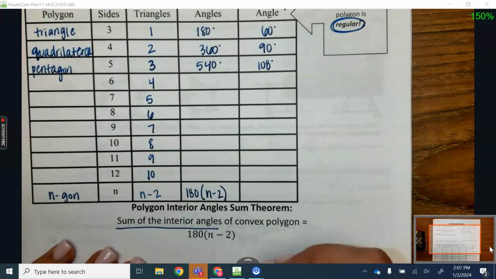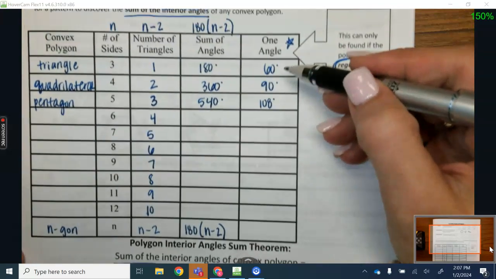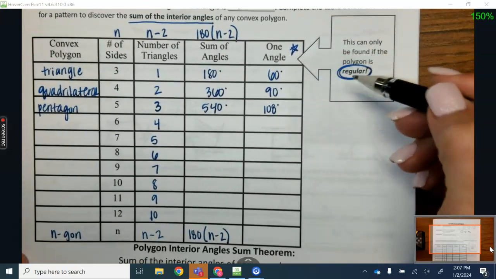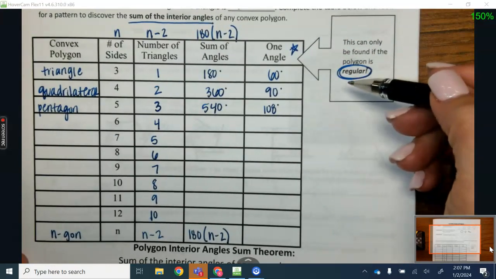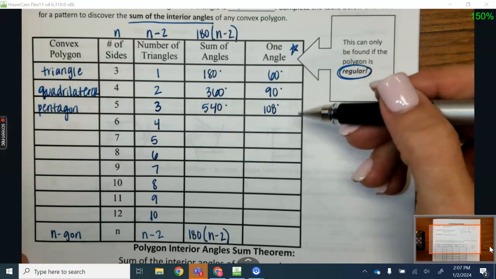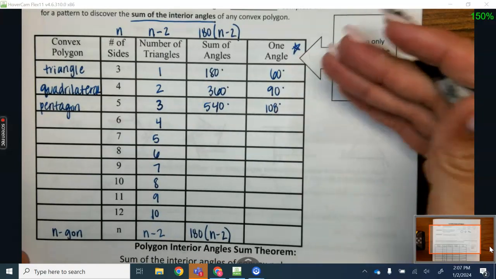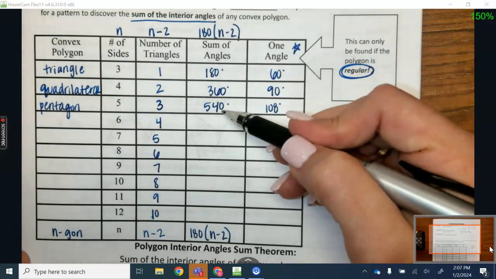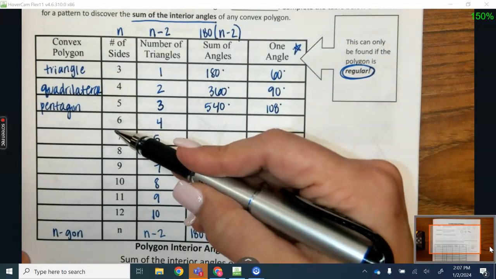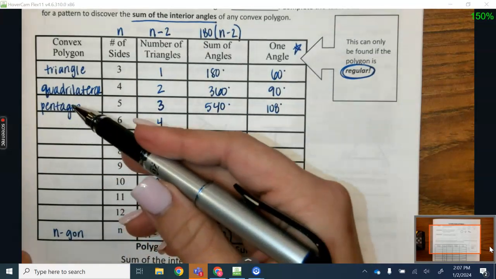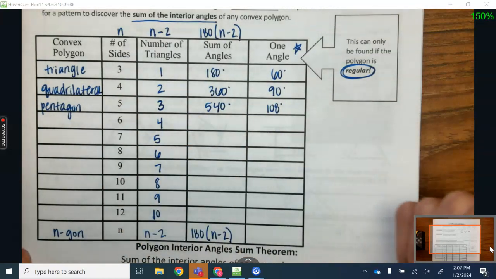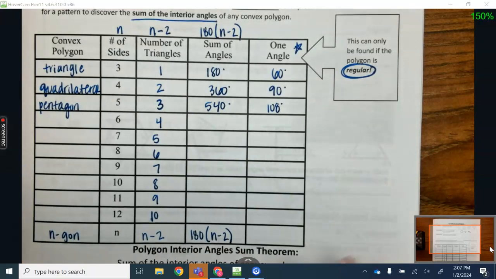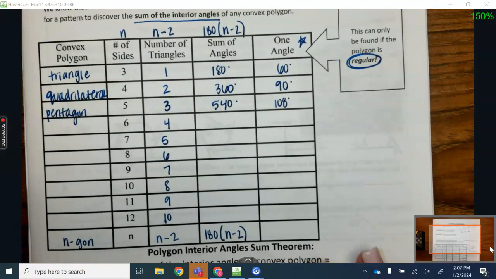If I wanted to find one angle, that polygon has to be regular, if they're going to all be the same. If it says find the measure of one angle of the regular polygon, well then I take this sum and I divide it by the number of sides. So let's just talk about some names really quick and then we'll move on. Like I said, we'll fill out some more of this table, but not the entire table.